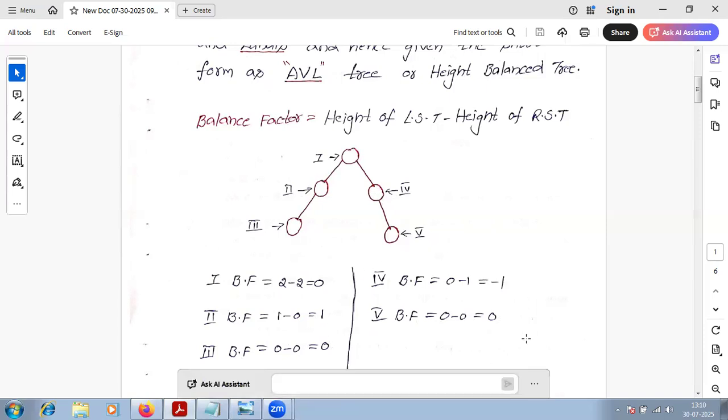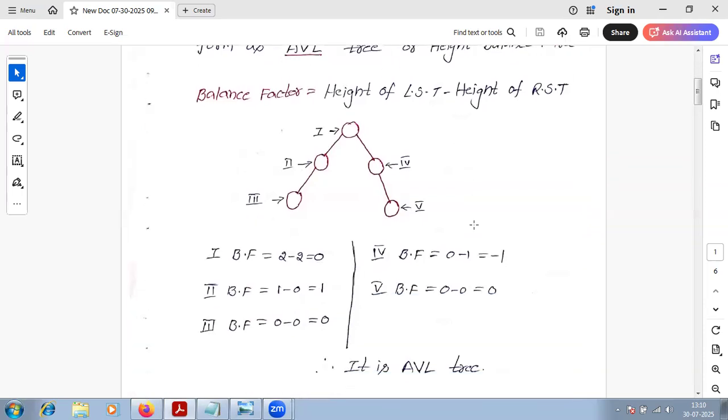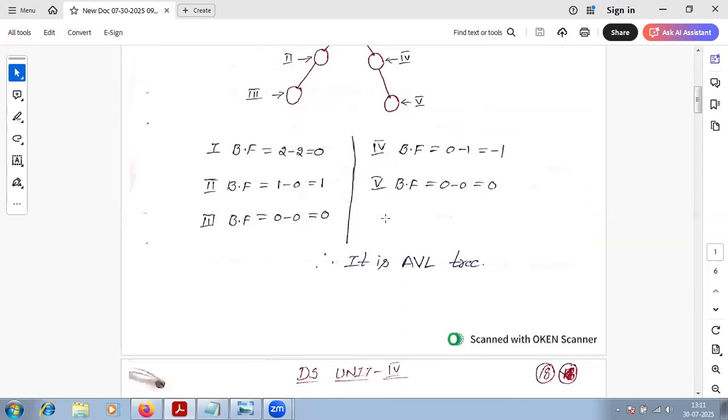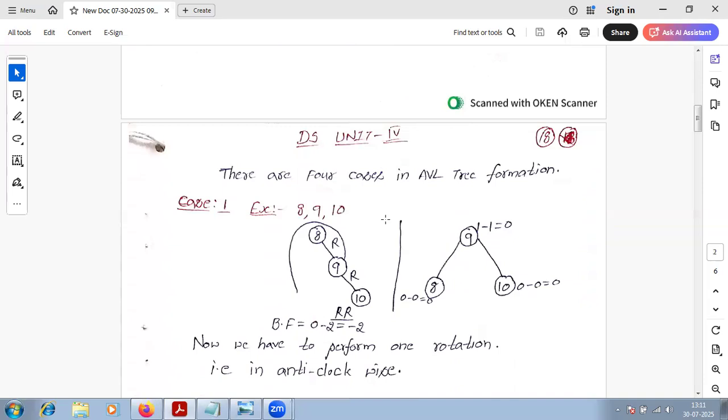Now check all the balance factors of every node in the given structure: 0, 1, 0, -1, 0. That means they all satisfy these values. Now we can confidently say that this tree is an AVL tree. For example, we'll take some cases in this AVL tree, or we can say the rotations in the AVL tree. We have 4 types of rotations in the AVL tree.